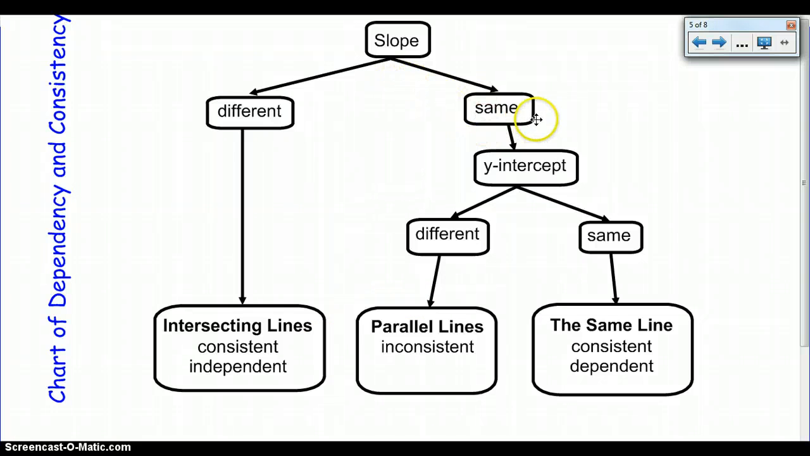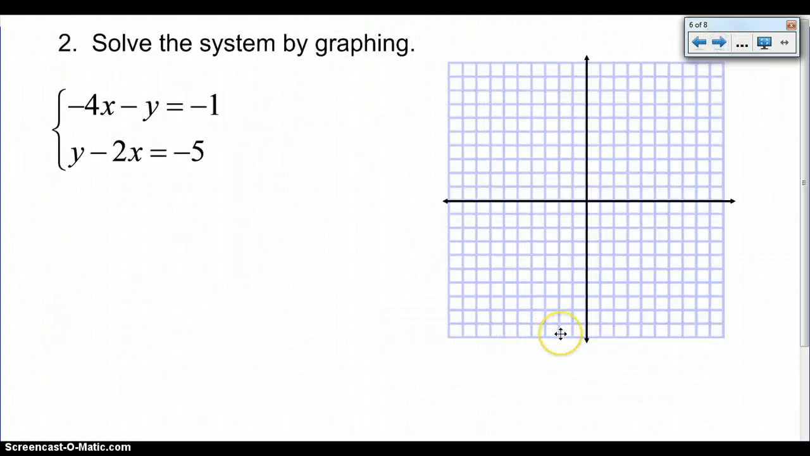Now, when the slopes are the same, you have to take a look at the y-intercept. Are they different? Then you have parallel lines, no solution, inconsistent system. If you have the same y-intercept and the same slope, then you're talking about two lines that are exactly the same as each other. So we say there are an infinite number of solutions, and the terminology is that they are consistent and dependent.